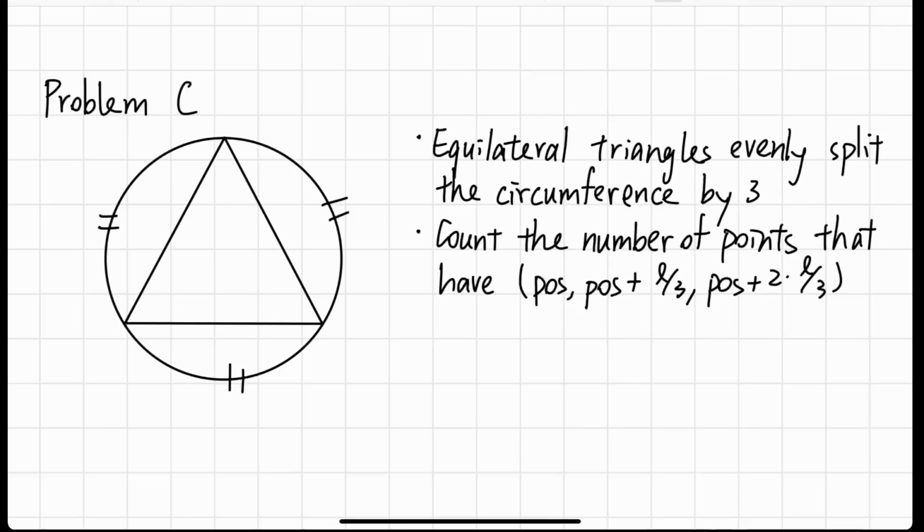And if the circumference is not divisible by 3, then that means it's not possible to create an equilateral triangle because there are no points that will evenly split the circle. And let's look at the code next.